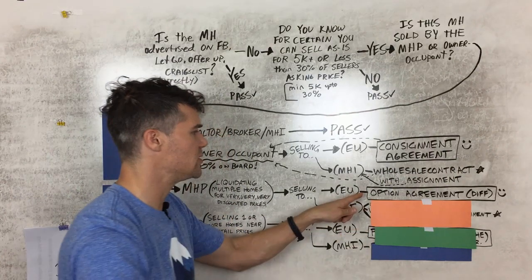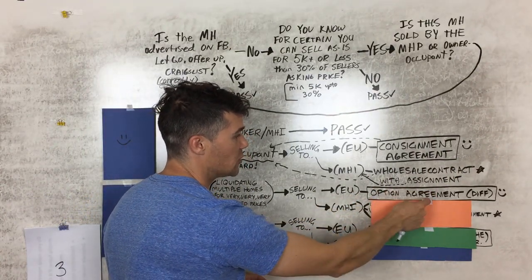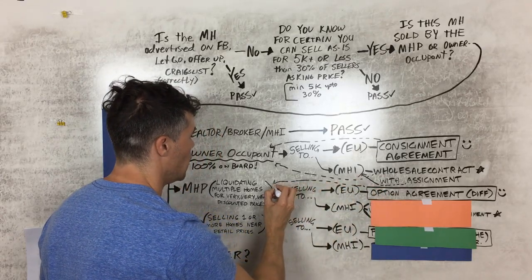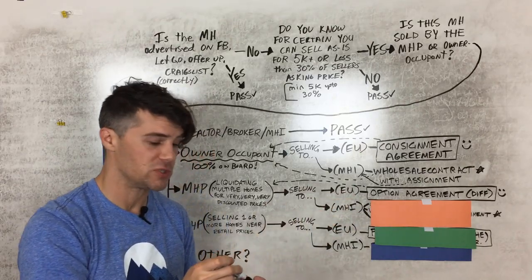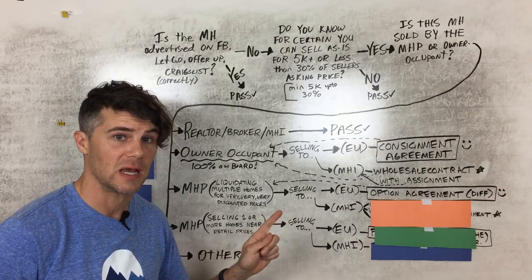But I think it was important to mention that even though I'm putting these forms over here, the option agreement is actually going to be signed by the mobile home park. And that's an option agreement for you to have the option to buy these mobile homes at a specific price, and it gives you a specific amount of time.